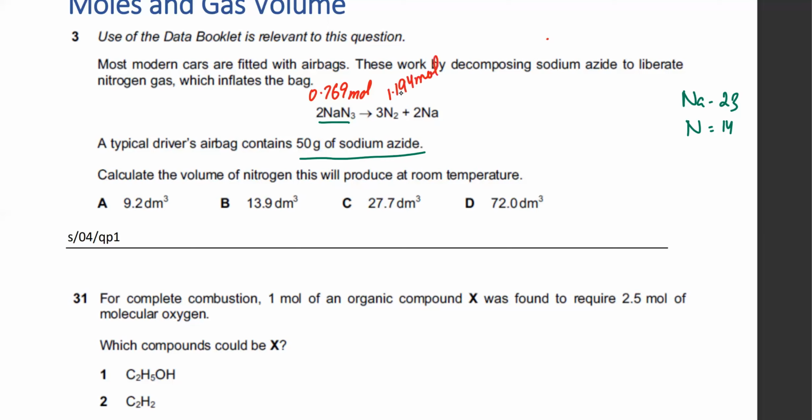So you're getting 1.194 moles, and he's asking you to find the volume. Be quick. Volume of nitrogen gas would be multiplied by 24 dm cubed. That's it. Remember, try and do this as quickly as possible. So what are we getting? 28.7 after rounding.